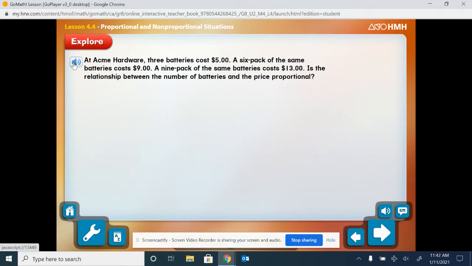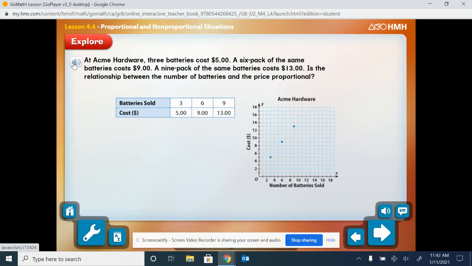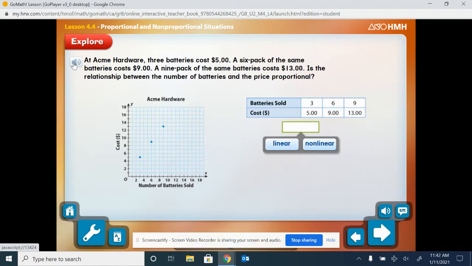At Acme Hardware, 3 batteries cost $5. A 6-pack of the same batteries costs $9. A 9-pack of the same batteries costs $13. The table shows the cost of batteries at Acme Hardware. Is the relationship between the number of batteries sold and the price proportional? First, graph the points in the table to find out if the relationship is linear. Is the relationship between the points linear or nonlinear?